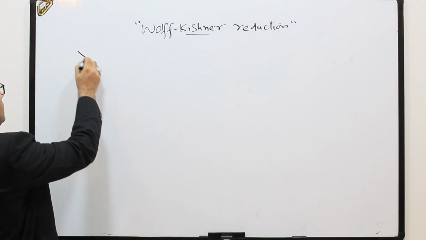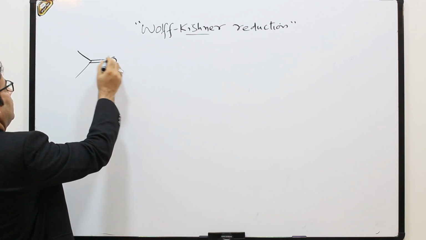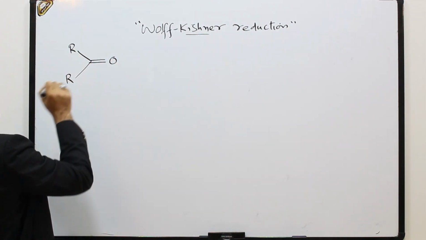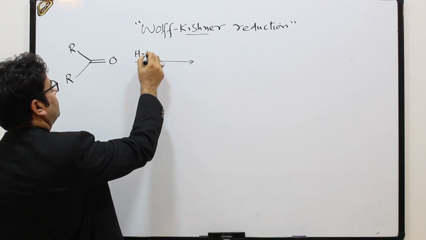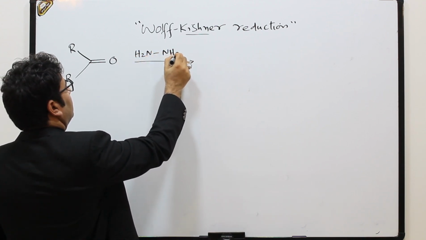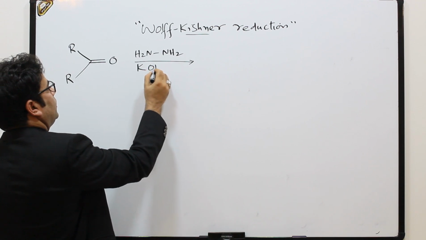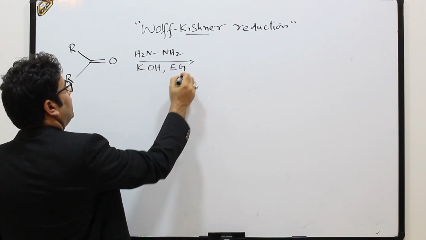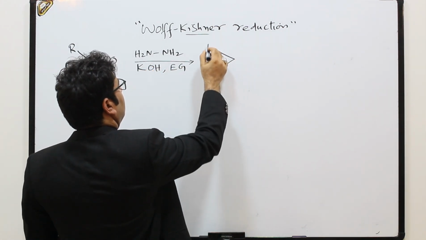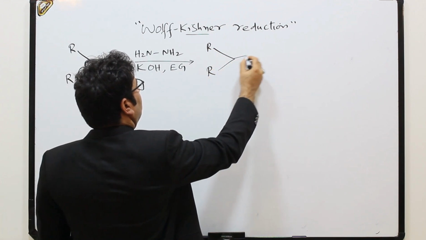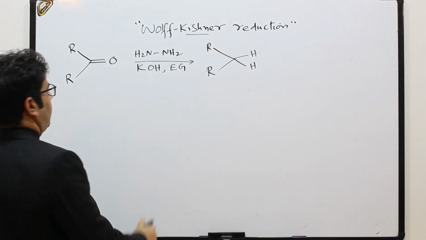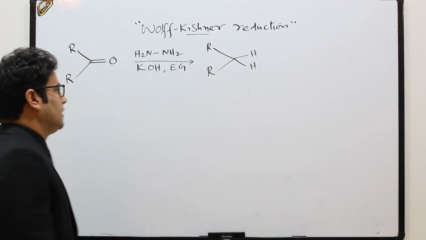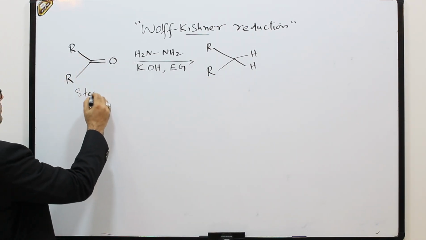So I will take a general reaction. For example, I will take a ketone in the presence of NH2NH2, KOH, ethylene glycol, and we have to get the alkane. So this is a general reaction. Let me give you the stepwise mechanism.